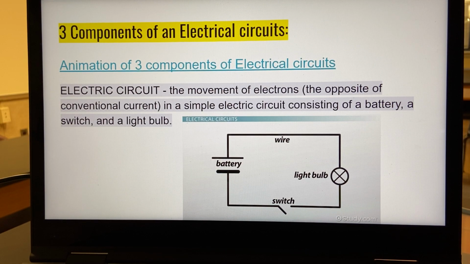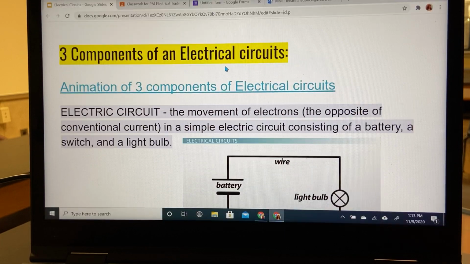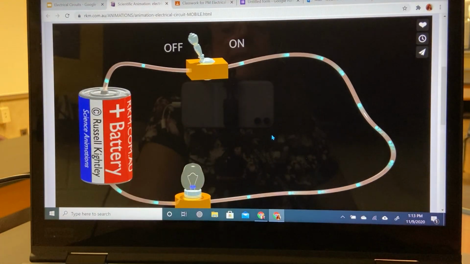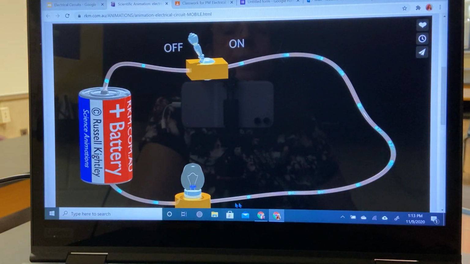Electric circuit is the movement of the electrons in a simple circuit consisting of a battery, a switch, and a light bulb. Now you're going to see the movement of electrons in the animation that I'm going to show you, but the current actually flows opposite. Conventional current is said to flow the opposite way. So when I bring this up, you're going to see we have a battery, we have a wire, and these little blue lights represent the electrons. The switch is going to turn on and off so you can see how this works.